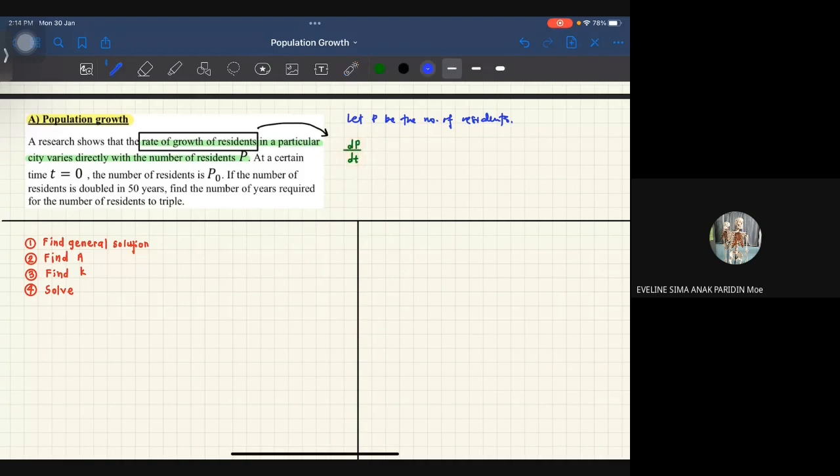Okay, and then dia kata dekat situ, dia varies directly. Okay, so kalau ikutkan apa yang awak dah belajar, probably, saya rasa awak dah belajar dekat chemistry or physics, kalau dia kata varies directly, awak boleh buat dia ada tanda ni. This one, okay, and then awak ada tanda P dekat sini. Okay, so dP/dt varies directly with number of residents, P. Okay, so kenapa P? Sebab P tu adalah population lah. Alright, and then we can change this information kepada bentuk yang lain, which is, saya boleh tulis dia sebagai dP over dt equals to kP.